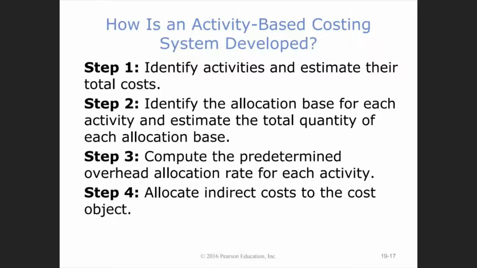So first, how is an activity-based costing system developed? How do we develop this? First, we're going to identify the activities and estimate their total cost. Then we're going to identify the allocation base for each activity and estimate the total quantity of each allocation base. After we do that, we're going to compute the predetermined overhead allocation rate for each activity. And then we're going to allocate indirect cost to the cost object.